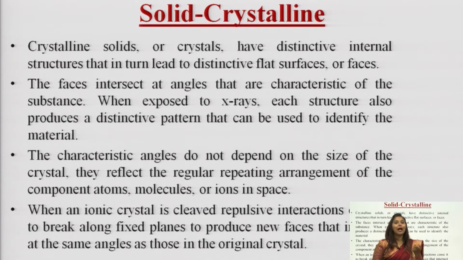Whose? On the regular arrangement of atoms, either the regular arrangement of molecules or of ions in space, the characteristic angle depends. Okay, it will not depend upon the size, but it definitely reflects the arrangement of the components, either atoms or molecules or ions, in space. So, when an ionic crystal is cleaved, repulsive interaction occurs. Okay, it breaks along a fixed plane to produce angles the same as those in the original crystal.